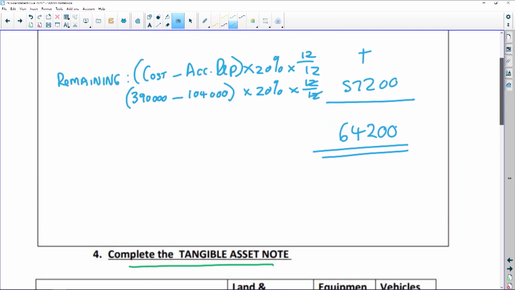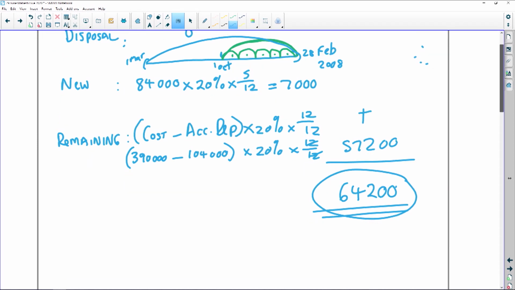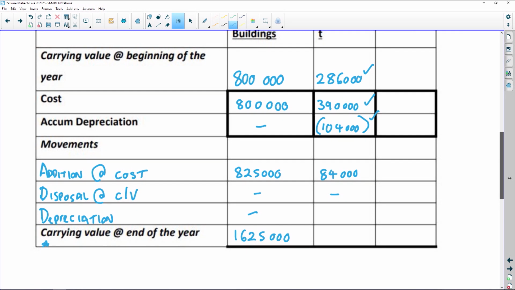So now it becomes easy because our total depreciation for equipment is 64,200. So let's take that through, 64,200, and once again it's got to be in brackets, because the carrying value is going to decrease. Right, carrying value at the end of the year.